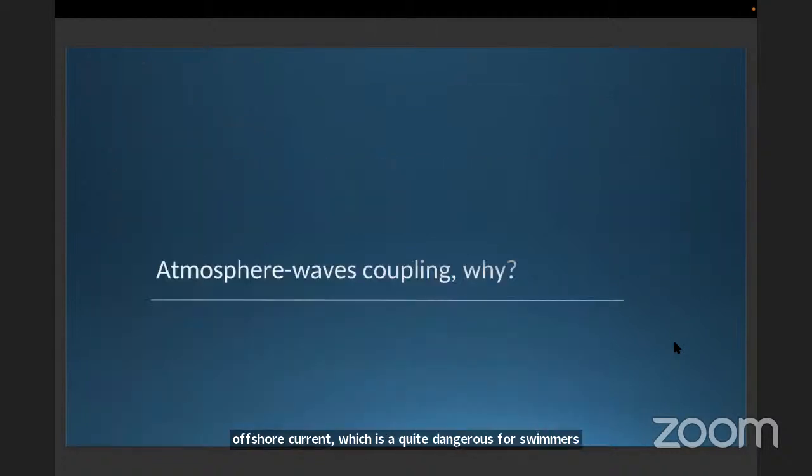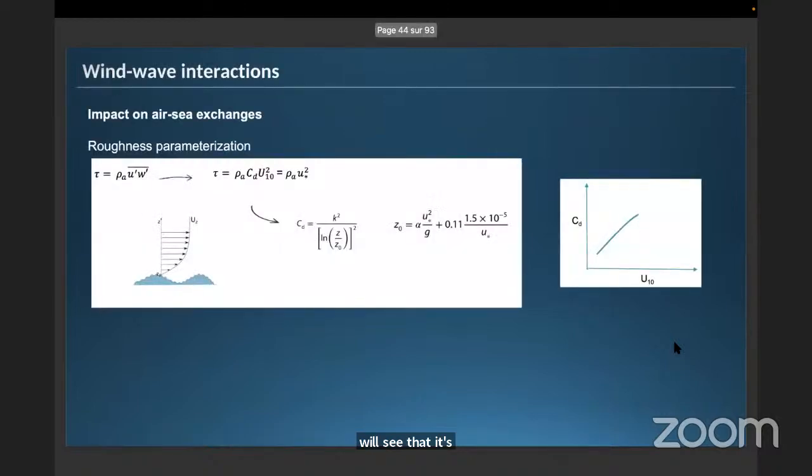So now let's move to wave-atmosphere coupling. And you will see that it can also impact the ocean, typically through the roughness parametrization. So the wind stress over the ocean is computed as a turbulent stress. And this turbulent stress is generally parameterized through a drag coefficient, the CD in these formulations. This drag coefficient depends on the roughness length, which is associated with the roughness of the surface. And this roughness is generally associated with the short waves.